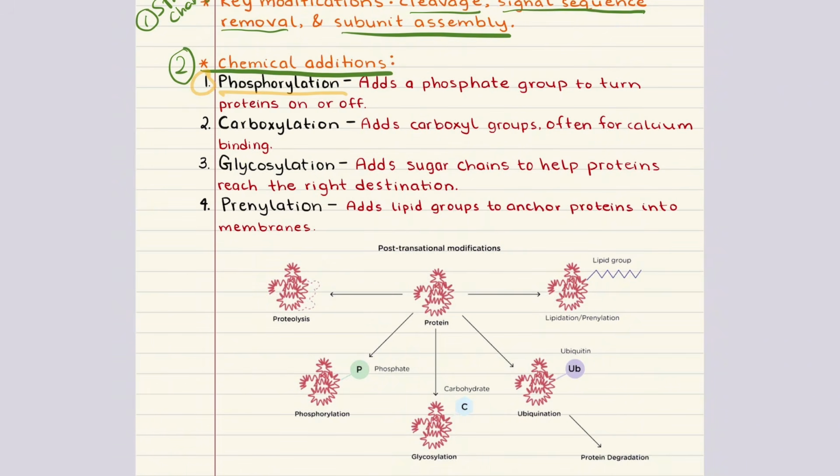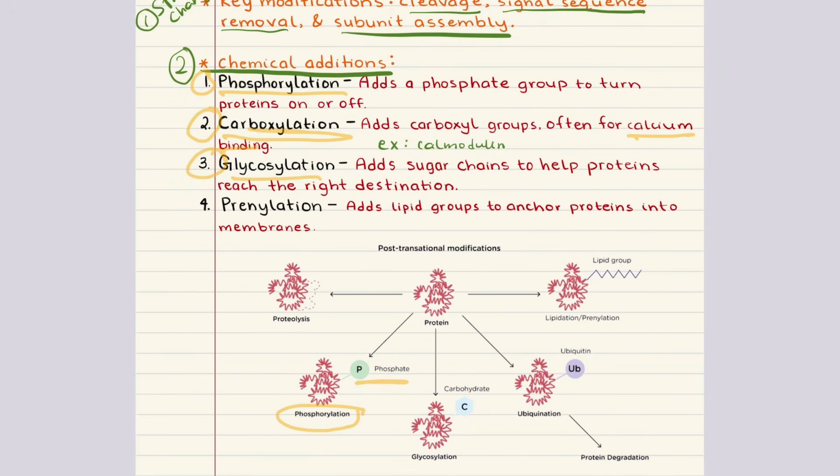The first is phosphorylation. Phosphorylation adds a phosphate group to the protein, and it's often used as a switch to turn proteins on or off. It's one of the most common regulatory mechanisms in the cell, and it plays a huge role in signaling pathways. Next is carboxylation. This adds carboxyl groups, which are really important for calcium binding. So this type of modification can help stabilize certain protein structures and interactions, especially in proteins that bind metal ions.